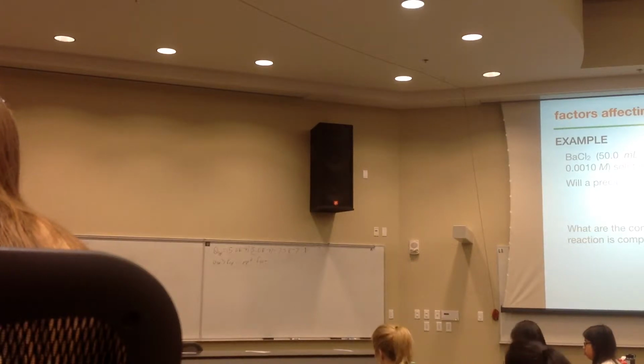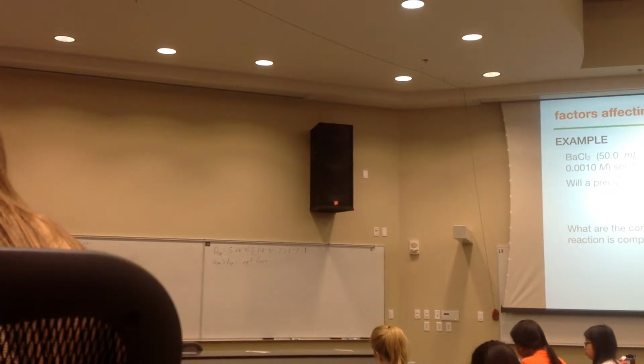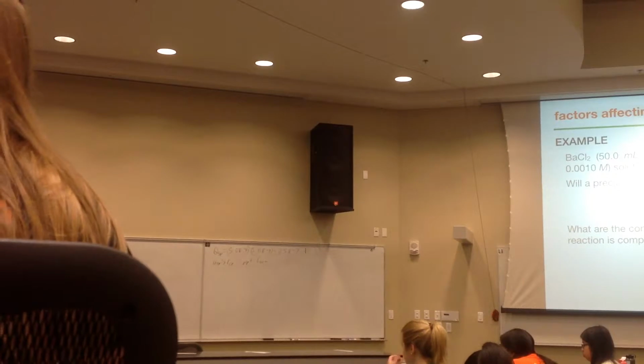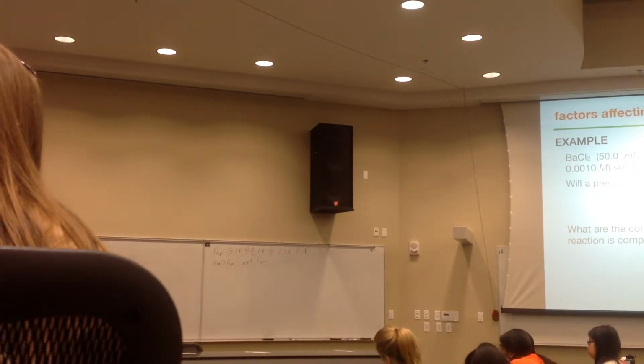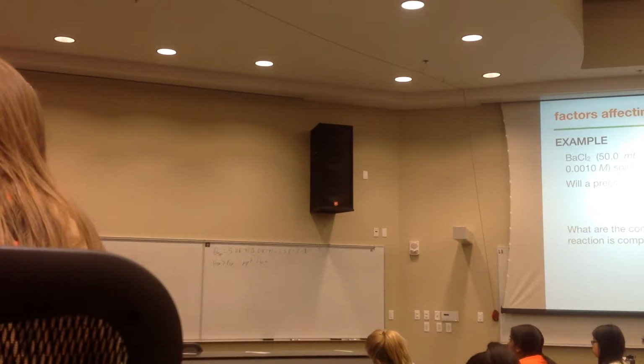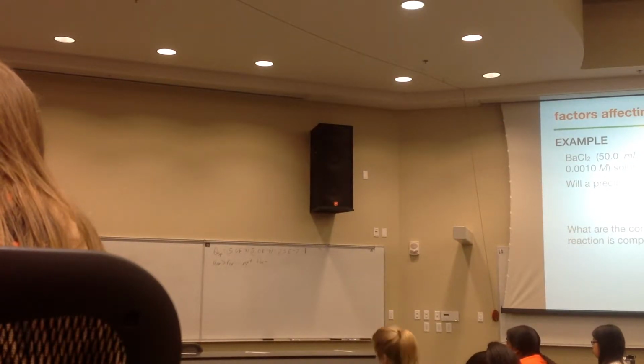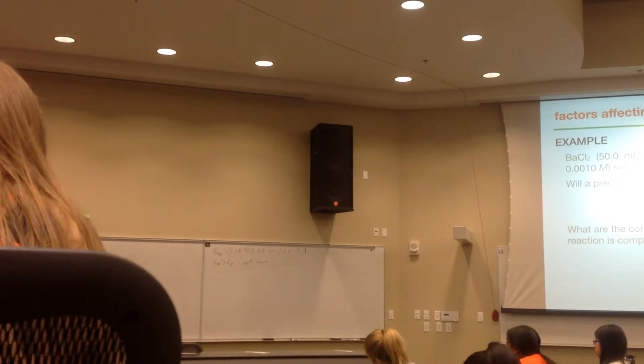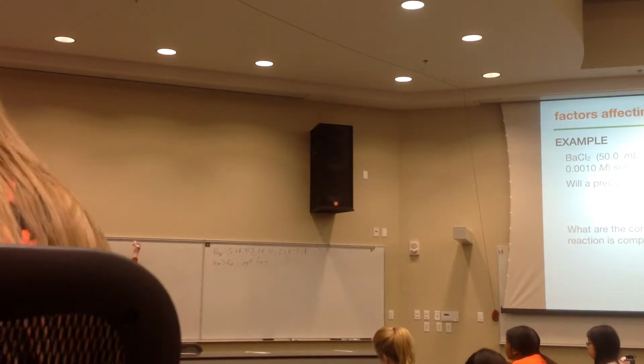I know what its concentration is initially, and from the balanced chemical equation, I know that 1 mole of barium is going to disappear and 1 mole of sulfate is going to disappear. In other words, I'm going to do an ICE table calculation. Okay? So let me go ahead and set that ICE table up.